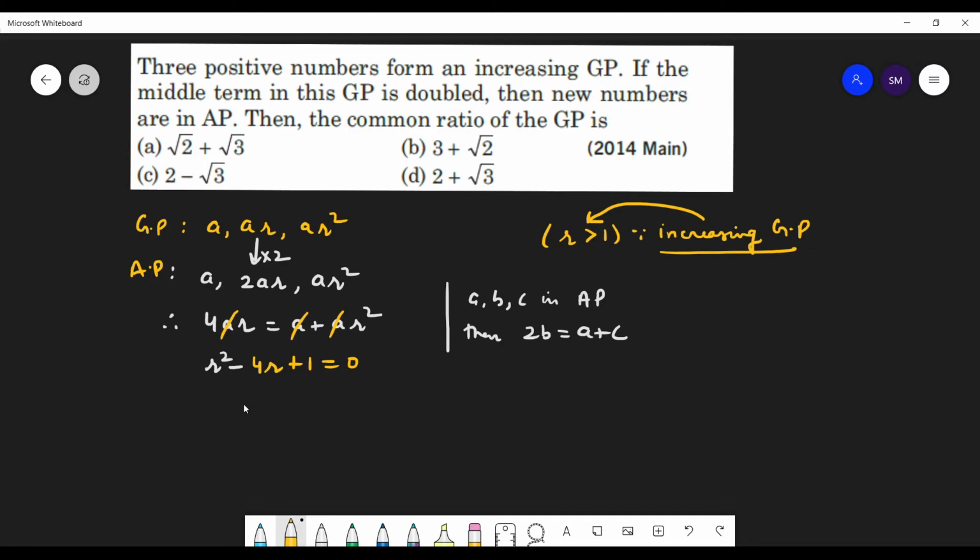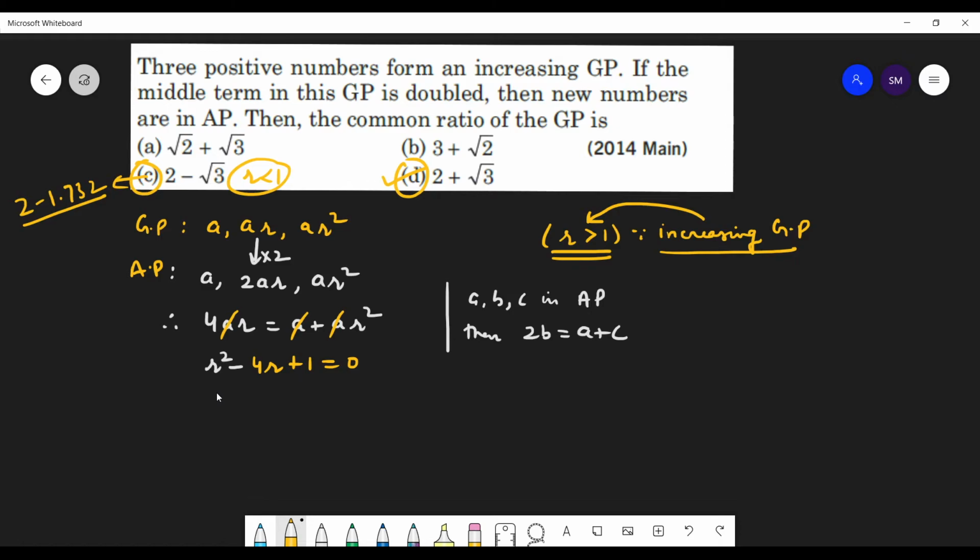Which option is correct? C and D option. C is very important, but it is increasing, so maybe D option. Not maybe. See here, what do you get? Here the r will be lesser than 1, so it will not be an increasing GP, because 2 minus 1.732 is what you are getting from this. So this cannot be the answer. Got it? Very good.